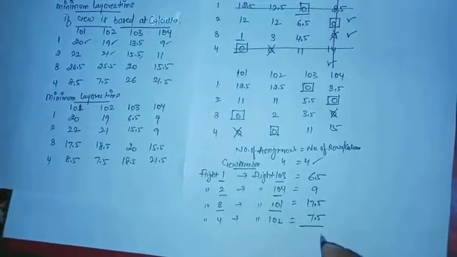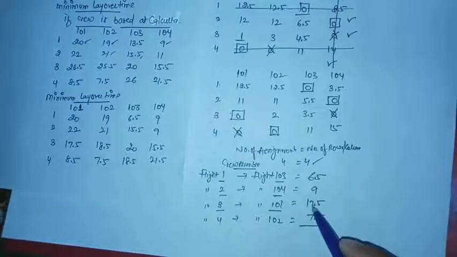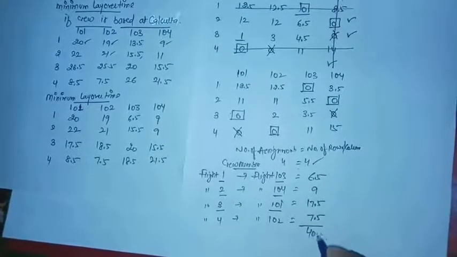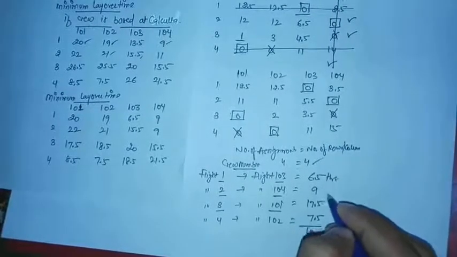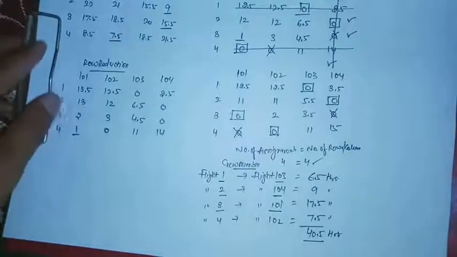7.5. So let's see the total minimum layover time: 9, 6, 15, 7, 22, 22, 32, 32 and 7, 39, 40, 40.5. So that is the minimum layover time, that will be the minimum resting period. Okay, so that is our answer. So that is the way we are going to solve our air crew assignment problem.